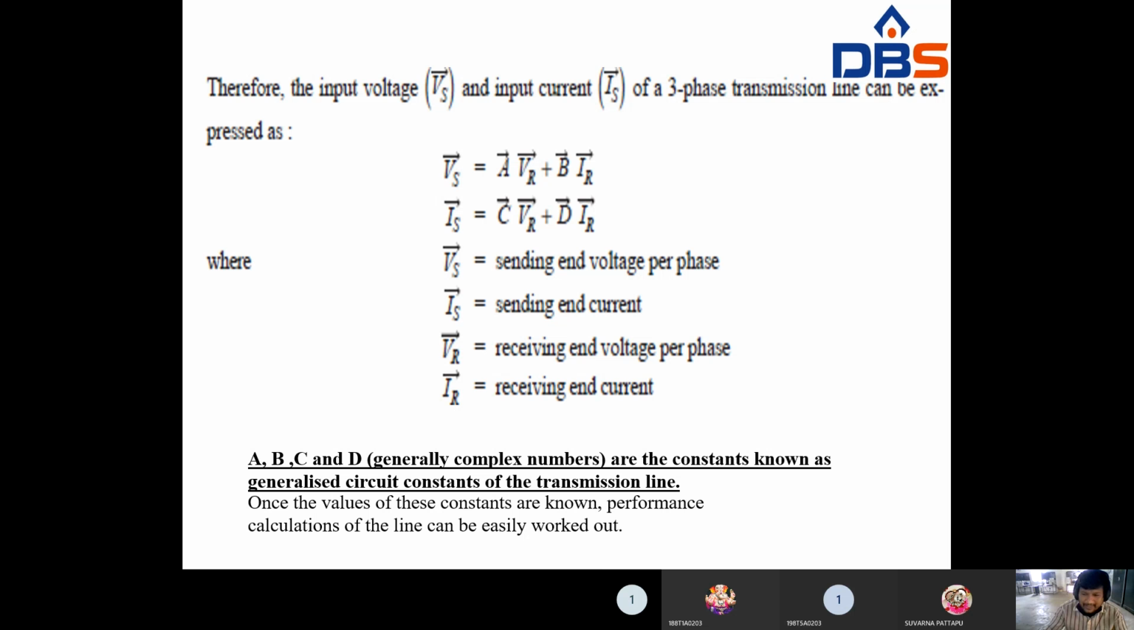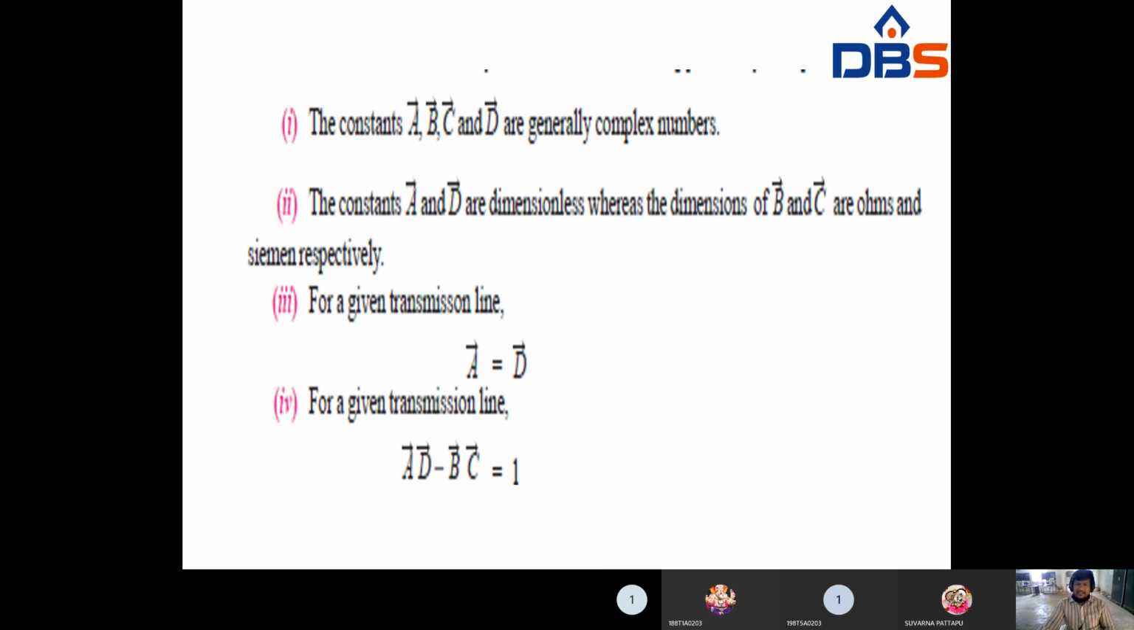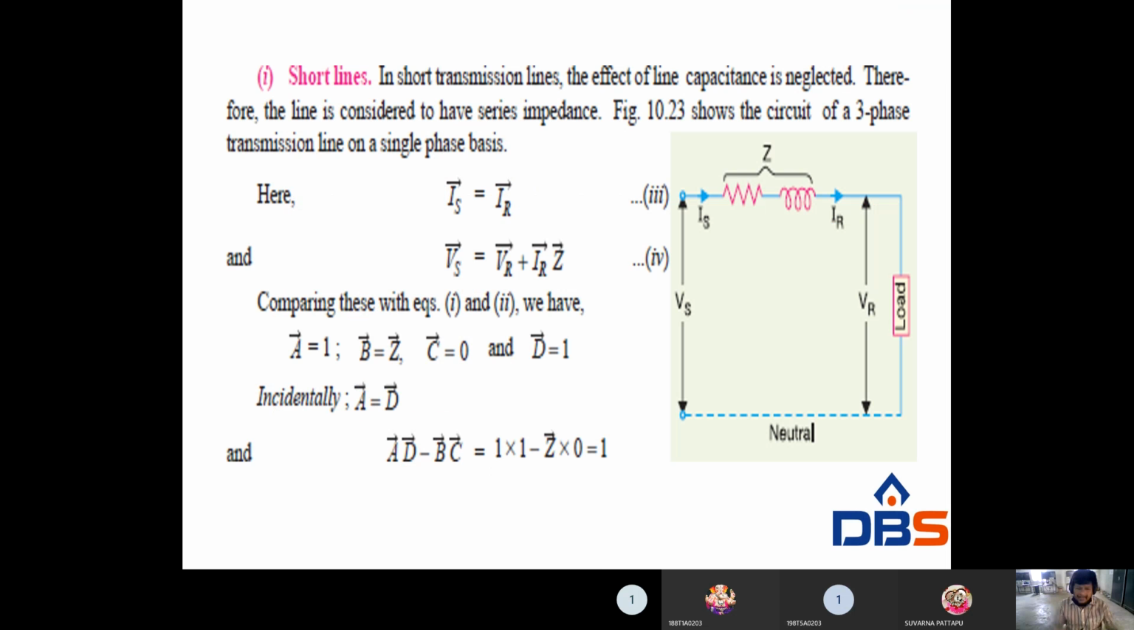Vs is equal to A VR plus B IR. Is is equal to C VR plus D IR. So this is easy. Why? Because you have already done this in EC1, right? So the generalized constants of sending end and receiving end voltage are Vs is equal to A VR plus B IR, Is is equal to C VR plus D IR, right? Now you have to determine these constant values, that is, the ABCD parameter values, for the short transmission line. First, start with the short transmission line.